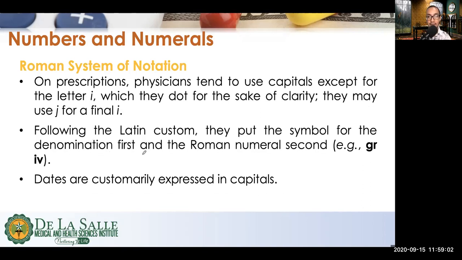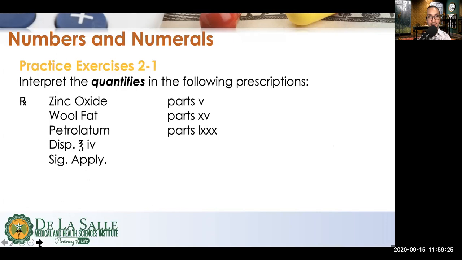Then following the Latin custom, remember that the symbol for the denomination comes first, followed by the Roman numeral. So for example, GRIV. This is the denomination or the unit. It precedes the Roman numeral. Now, dates are customarily expressed in capitals.